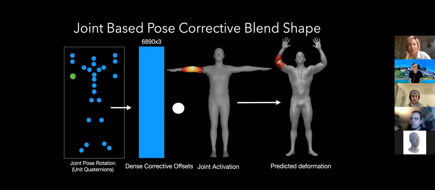So instead of 207 numbers, we're having 92 numbers. This is 4 multiplied by 23. And this more compact representation is due to the shift from Rodriguez to unit quaternions. And the other thing is that because we're limiting the effect of each joint on the full mesh, we end up with substantially fewer parameters because it's mostly sparse. Each of those functions are mostly sparse.